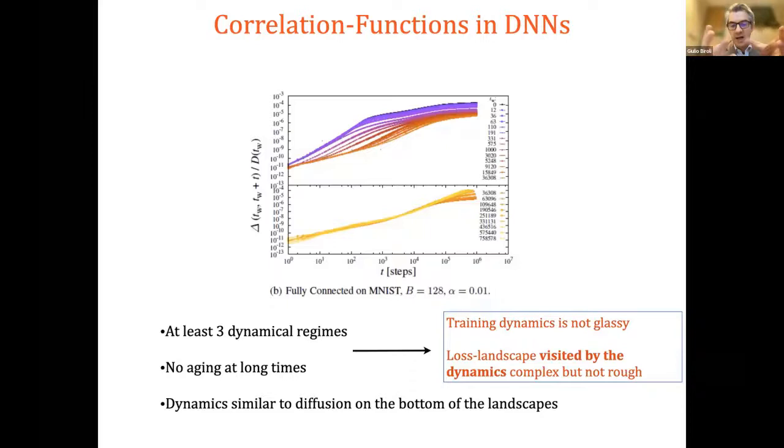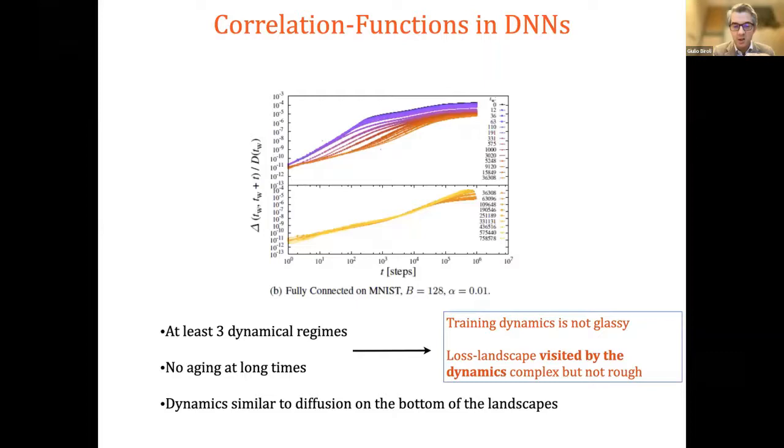The bottom line of this exercise is that if you probe observables that show whether the system has glassy dynamics or not, what you find in realistic networks is that the dynamics is clearly not glassy, and the loss landscape visited by the dynamics is certainly complex, but it's not rough. And I want to insist that it's the loss landscape visited by the dynamics. It doesn't mean that there are no bad minima somewhere. It's just that the system is not seeing them during the dynamics.